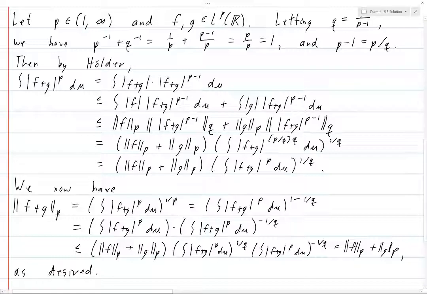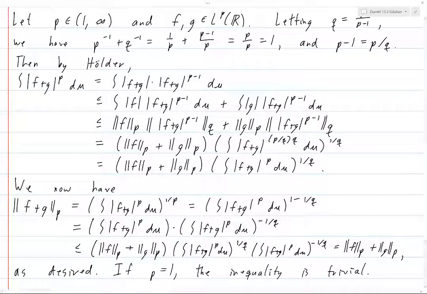So if p equals 1, the inequality is trivial. And why is it trivial? Because it ends up being the one norm of the norm. Basically, it just follows from the triangle inequality. We know that the norm of f plus g is less than or equal to the norm of f plus the norm of g. And so you just take integrals, and then that's Minkowski's inequality for p equals 1.